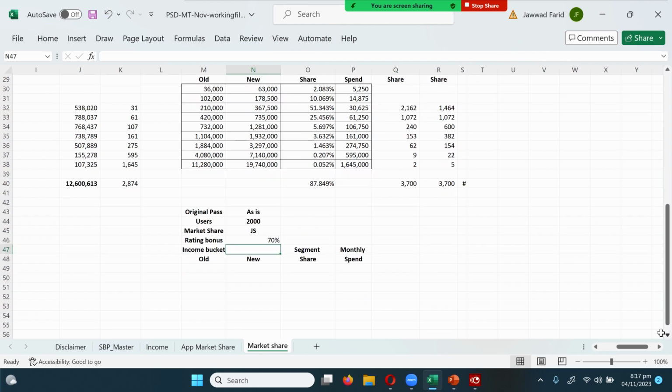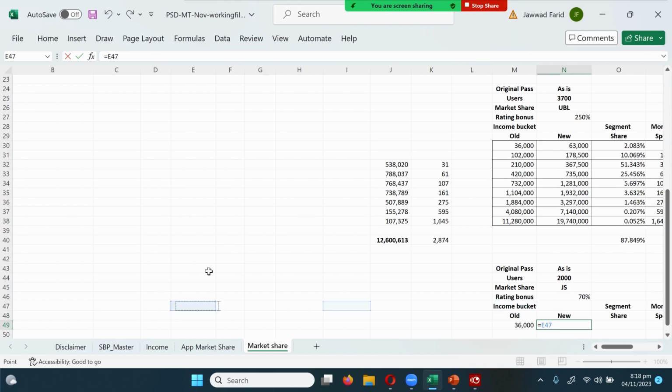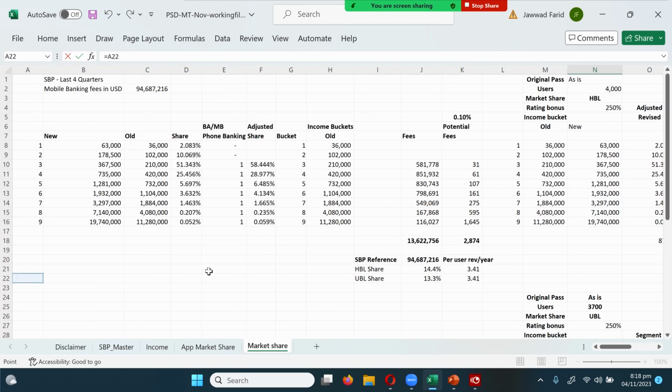And then what I'm going to do is just beneath this. So I've got old, new, share, and spend. These 4 columns are the same. They're not going to change a lot. And where do they come from? What I've done is I've copied them here. This is new, so I'm just linking them. I'm just going to copy them.